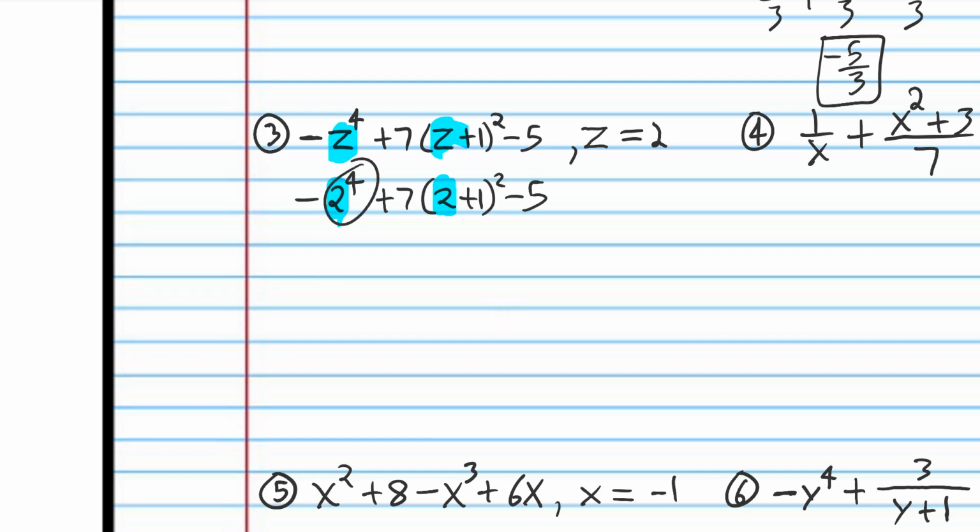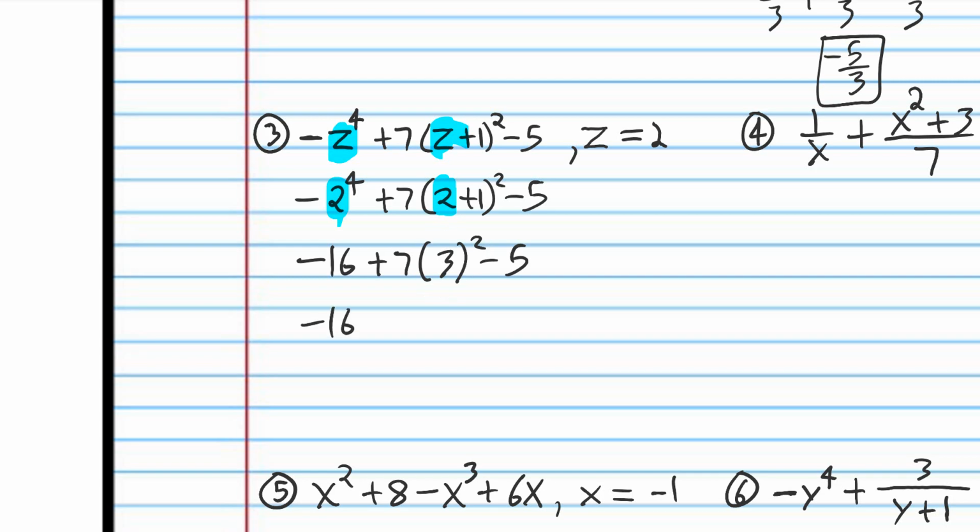So 2 to the 4th power is 16. And then we'll do the parentheses. 2 plus 1 is 3. And we need to keep these parentheses here because the parentheses tell us that we're going to multiply this square by 7. So you need to keep those parentheses.